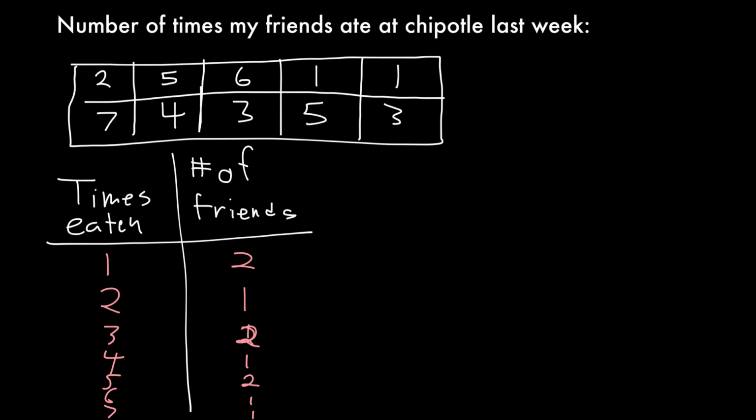One thing you always want to do when you're finished is total up how many people there are. We have 1, 2, 3, 4, 5, 6, 7, 8, 9, 10 friends that we surveyed. So our number of friends should total up to 10. And we have 2, 4, 6, 7, 8, 9, 10 people. So that all works out. And that's how you make a frequency chart. You're basically just recording how many times you see something in the data.